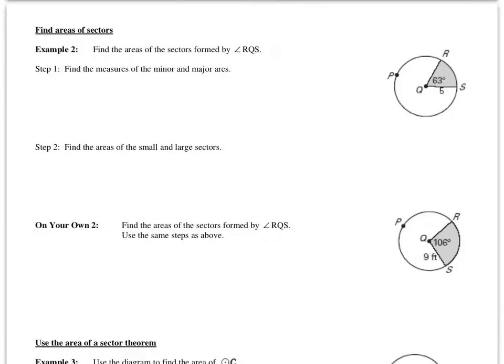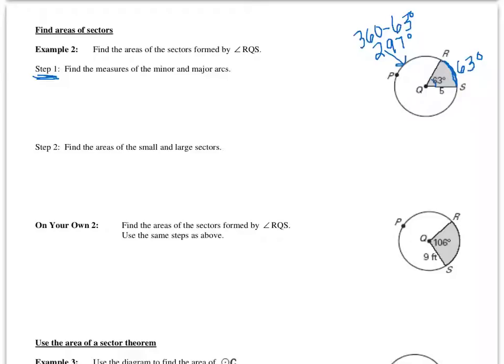Example 2, it says find areas of sectors. Find the areas of the sectors formed by angle RQS. So step 1 here, it says find the measure of the minor and major arcs. So this arc is going to be 63 degrees because that's what this angle is. And then this larger arc is going to be 360 minus the 63 degrees, which is 297 degrees. So that's my larger arc.